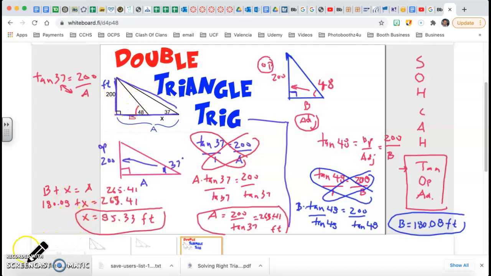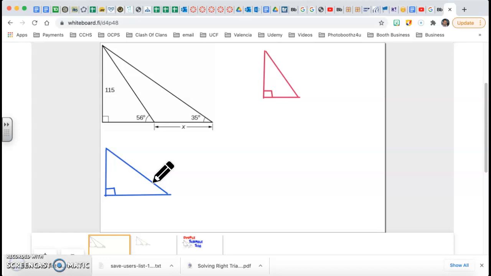Okay, let's do one more. Let's practice. Now let's do problem number 2. Same idea. I have 115 on my left side, the vertical side. I got 56 and 35 angles, two different angles. Now they ask me for the value of x.